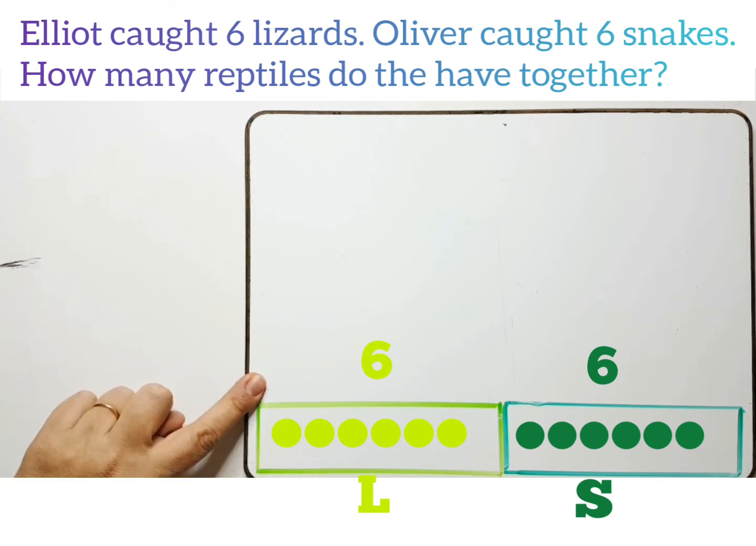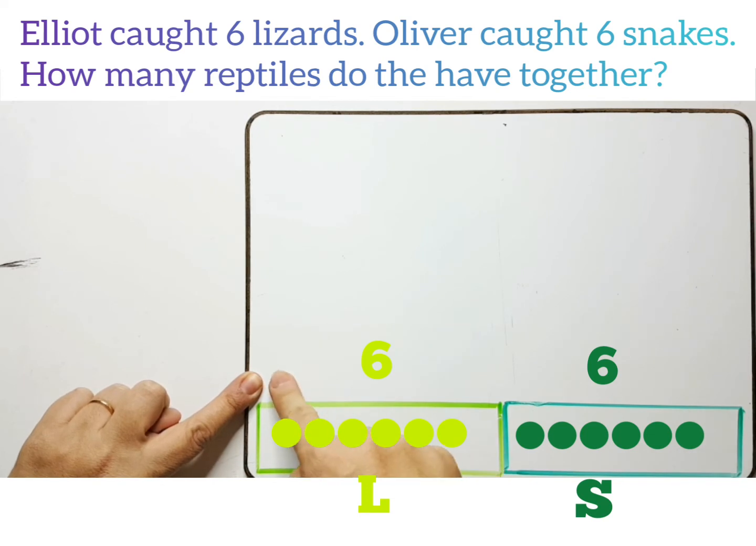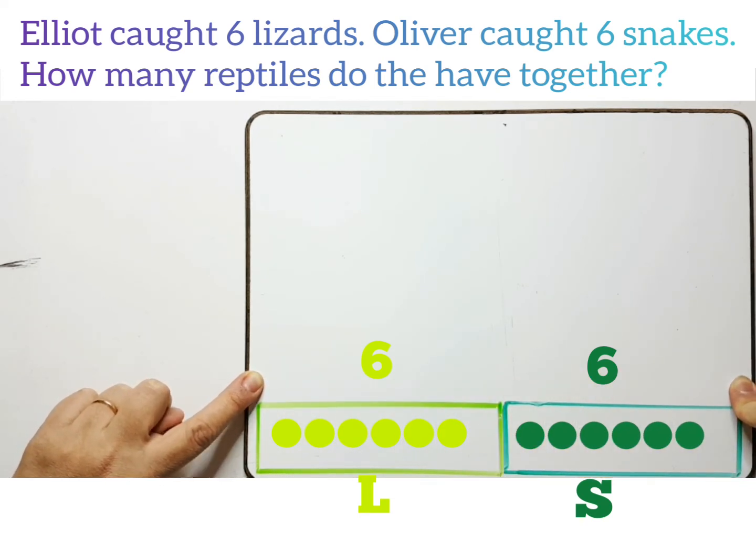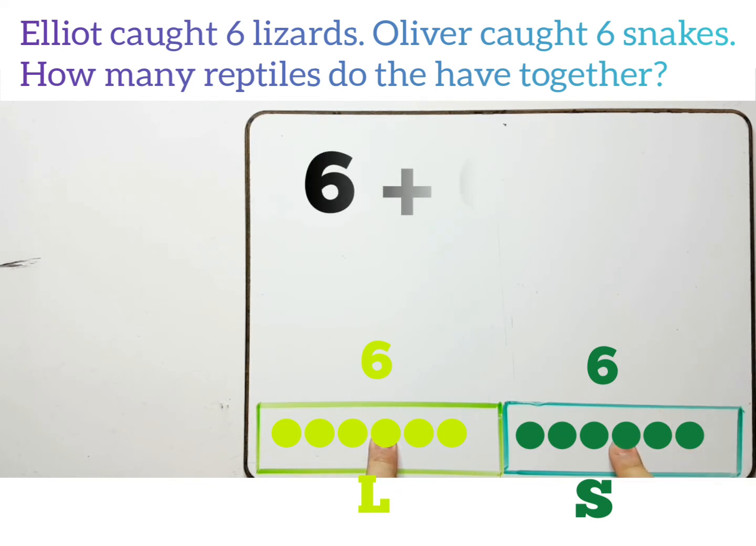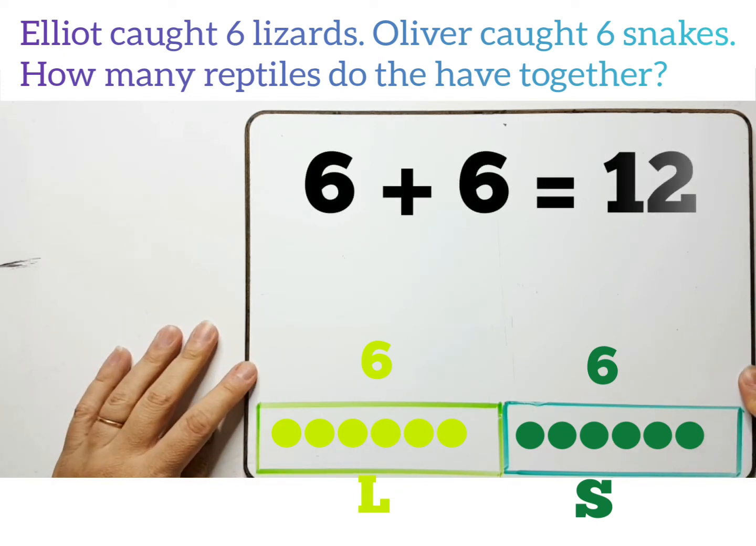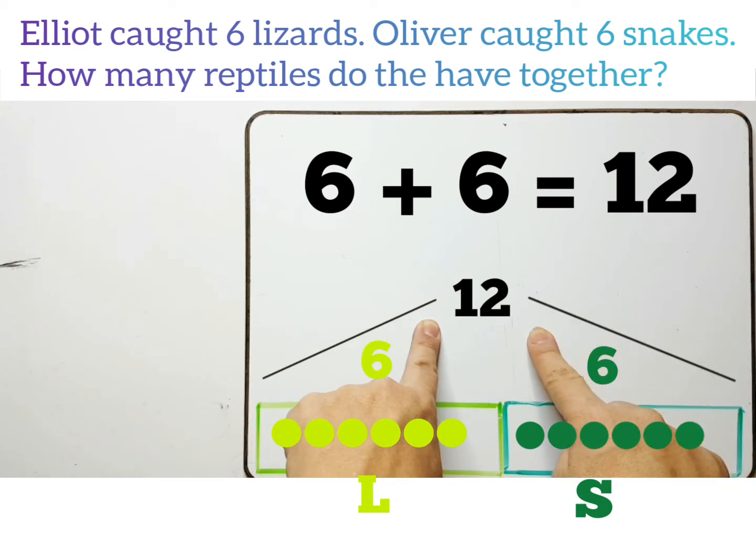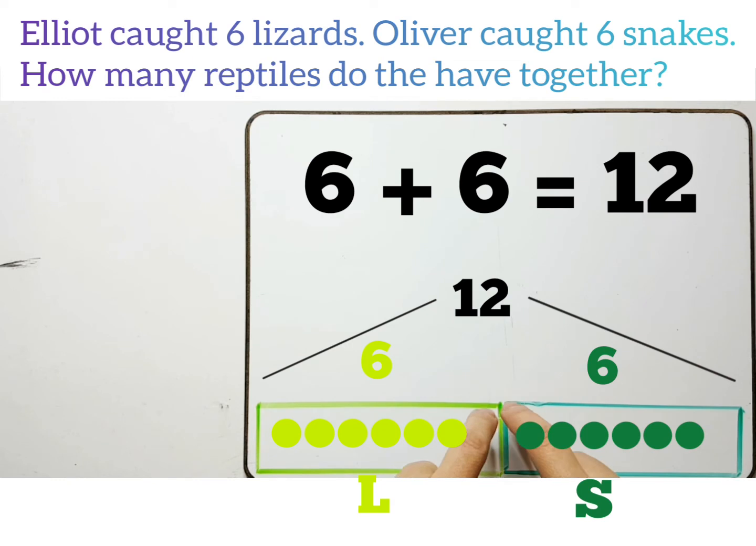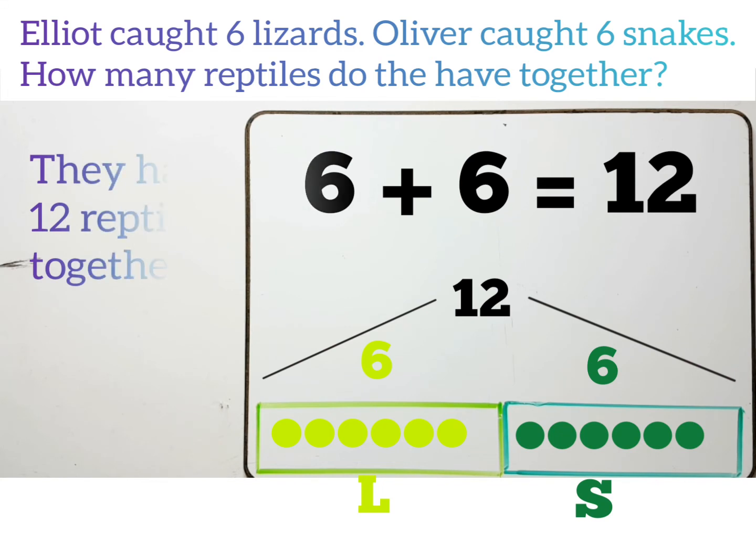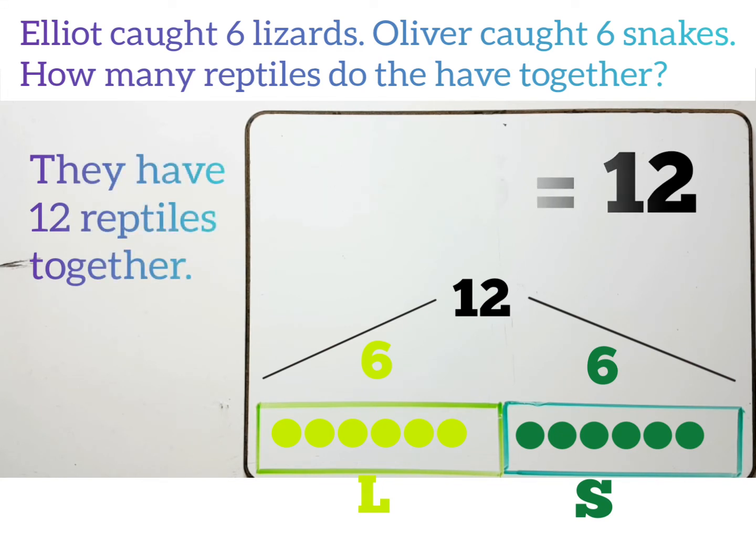I know that from here to here, all of this is my total. So my number sentence would be 6 plus 6. 6 plus 6 equals 12. And that is what I'm going to write here at the top. I'm going to connect these 2 parts. And when I connect them together, I can see what my total is. So my statement would be, Oliver and Elliot have 12 reptiles together.